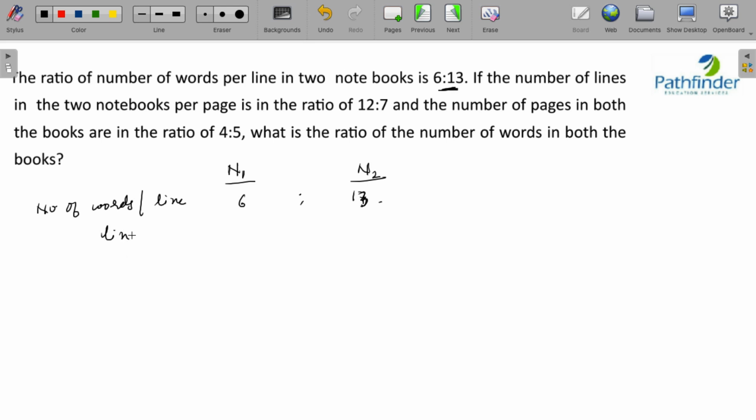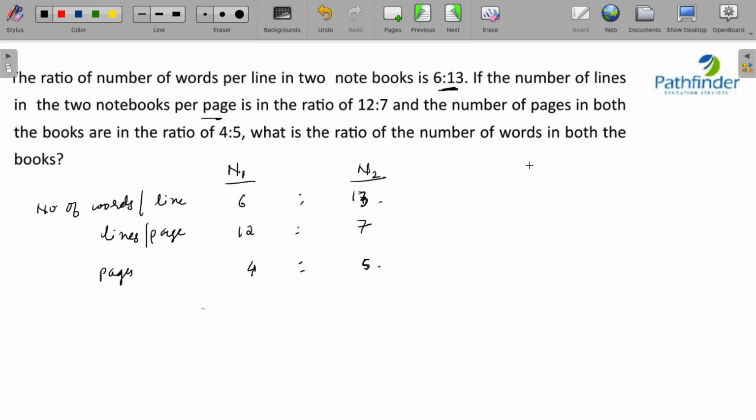The ratio of number of lines in the notebook per page, lines per page, is 12 is to 7, and the ratio of number of pages for both the books is in the ratio 4 is to 5.